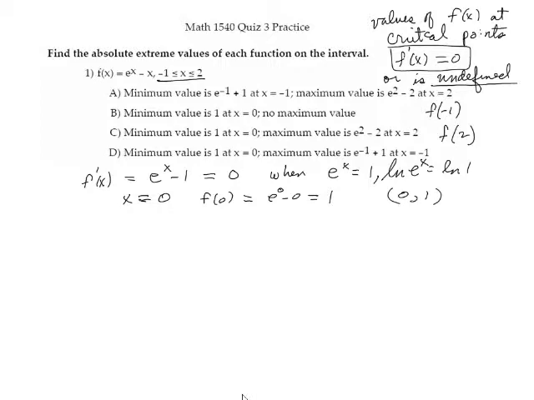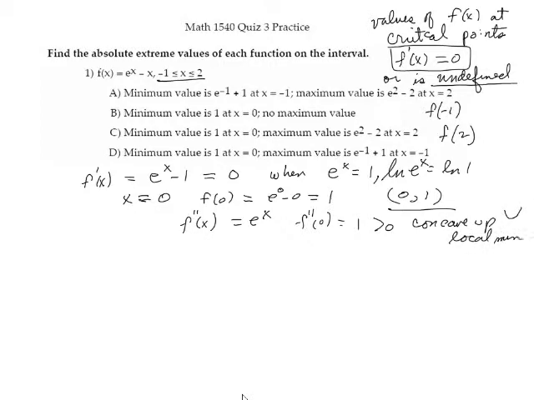Now we need to check the endpoints. By the way, you don't have to check the concavity here, but you can see that this is probably going to be a minimum value because of the concavity. The second derivative is equal to e to the x. So f double prime at 0 is equal to 1. It's more than 0, so it's concave up. I sort of draw a little thing like this, which tells me it's a local minimum. And it's also possible it'll turn out to be the absolute minimum. But we at least know now it's a local minimum.